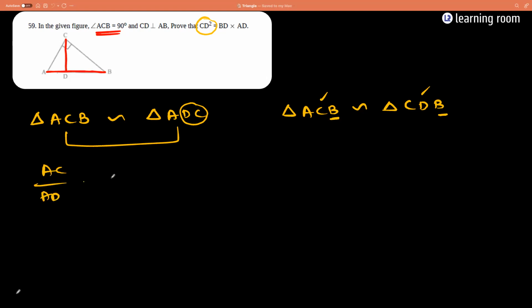See, ACB is similar to ADC is one set of triangles. What is the other set of triangles that you can take? Triangle ACB is similar to triangle CDB, is it not CDB? Because angle B is common and C is 90 degrees. So from this, write down all the ratios. AC by AD is equal to AB by AC is equal to BC by DC.